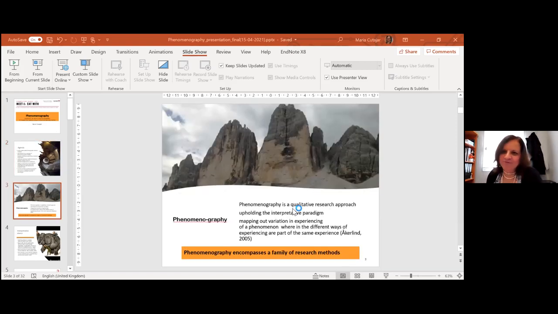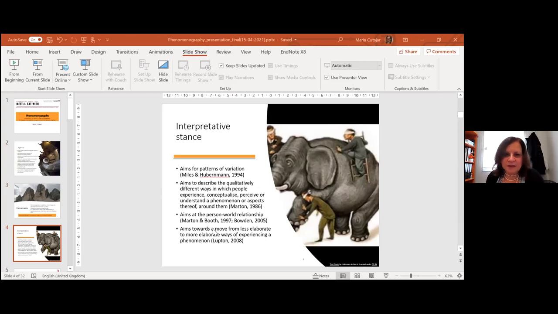So, very quickly, a brief introduction. Phenomenography is a qualitative research approach. It is within the interpretative paradigm, and it sets out to map out variation in experiencing of a phenomenon the way it appears to us. In choosing to do phenomenography, you are choosing to focus on the person-world relationship and aiming to set out different ways of experiencing the same phenomenon. As such, the spectrum of variation which you will be targeting would be a description of the experiencing of the targeted phenomenon.